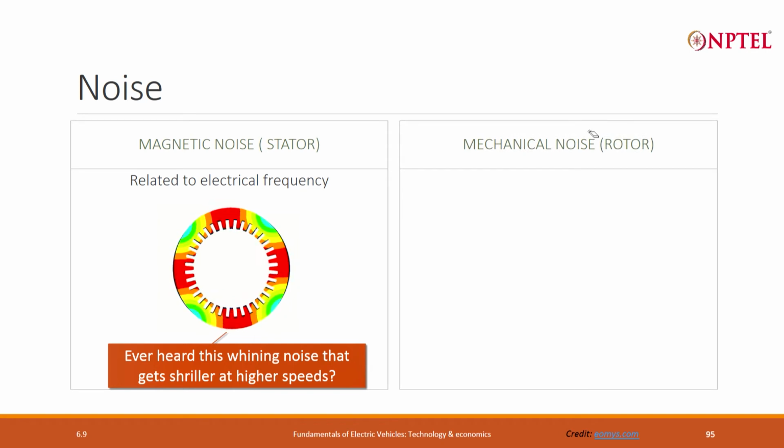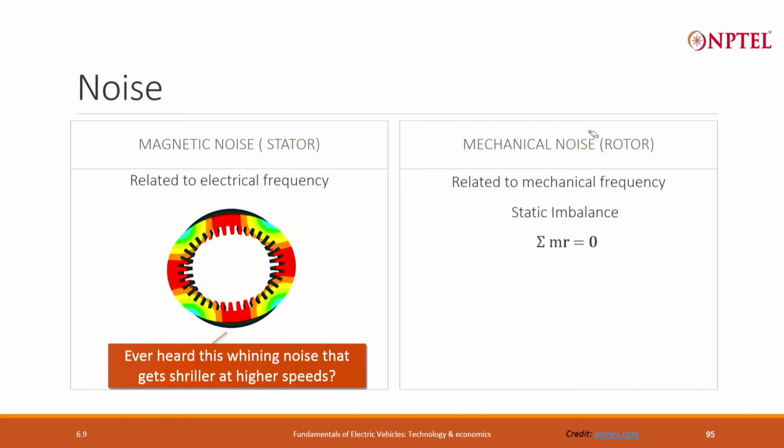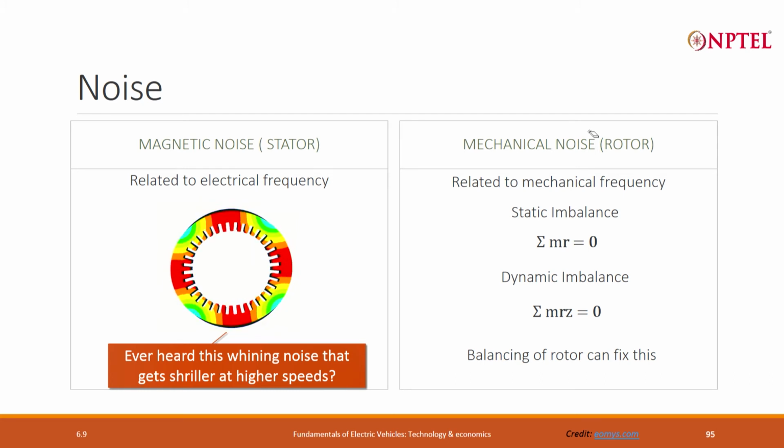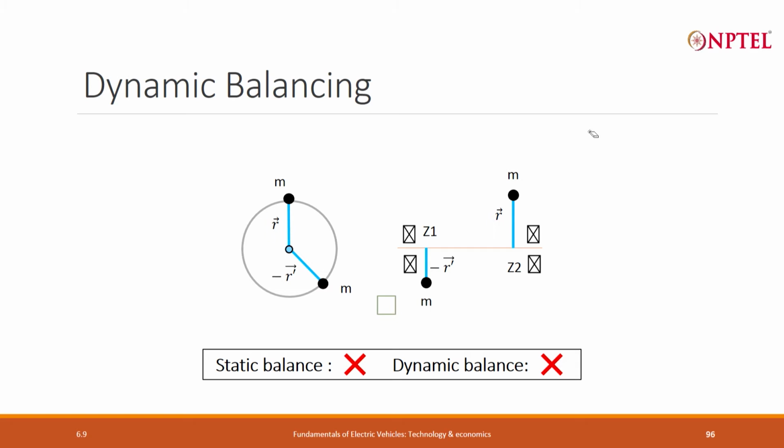There is also another noise which comes from the rotor, which is the mechanically rotating part, and if the rotor is not well balanced, then you get a mechanically induced noise, which is also related to the frequency, the mechanical frequency. And as you know, the electrical frequency and mechanical frequency are related by a ratio, which is nothing but the number of pole pairs. Mechanical frequency multiplied by P, the number of pole pairs, is the electrical frequency. And imbalance can be of two types, what is called static imbalance, and there is something else called dynamic imbalance. Many people use these words loosely without really understanding what they mean and what the difference between them is. But very broadly speaking, if you can balance the rotor both statically and dynamically, you will reduce the mechanical noise. And let us understand a little bit what this mechanical balancing is all about.